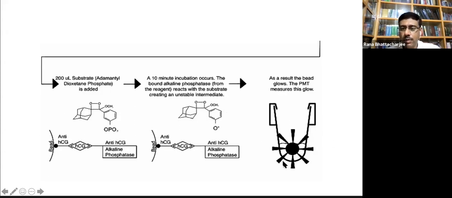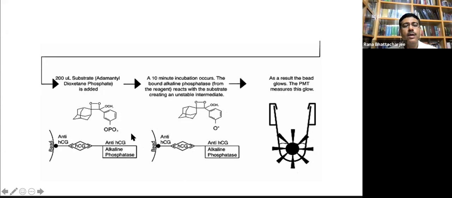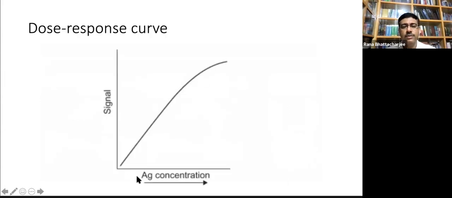And ultimately, the bead glows, and the amount of light that is emitted by the bead is measured by the sensor. So as you can well imagine, the more the amount of HCG in the sample, the more is the binding, and the more of this light emitting substance is generated, and therefore the luminosity is more. If we look at the dose response curves, this is the typical dose response curve of a sandwich assay. With increasing antigen concentration, the intensity of signal also gets higher. So this is the principle of immunometric or sandwich assay.